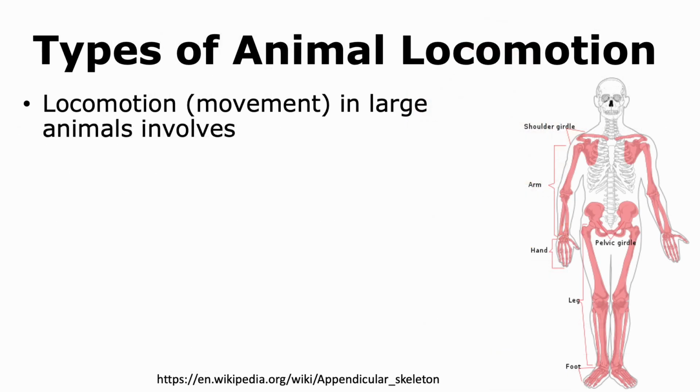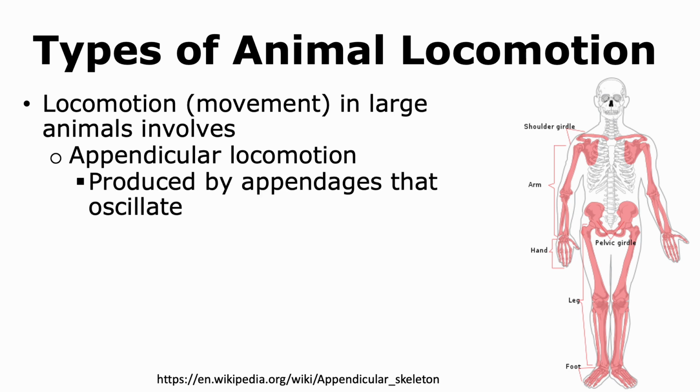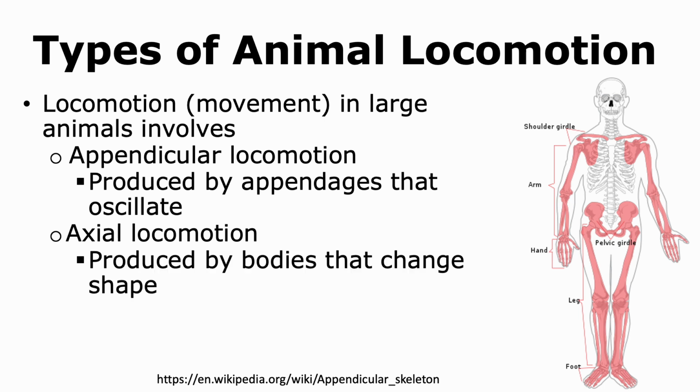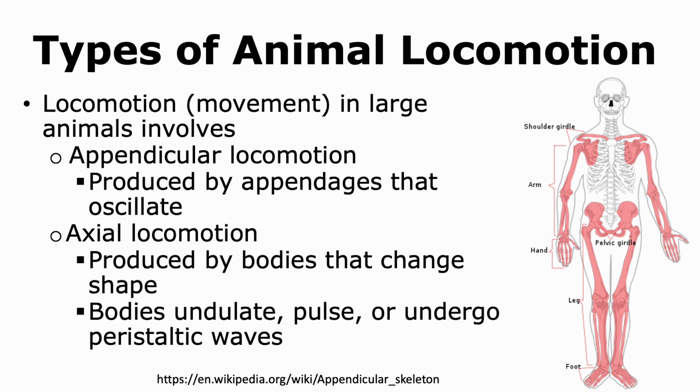Now that we've learned how skeletal muscles function, let us look at the types of animal locomotion. Animal locomotion, especially in large animals, involves two types: appendicular locomotion, which is produced by appendages that tend to oscillate, or axial locomotion. In the case of axial locomotion, the locomotion is produced by bodies that are able to change their shape. The bodies can undulate, pulse, or undergo peristaltic waves to aid in locomotion or movement.